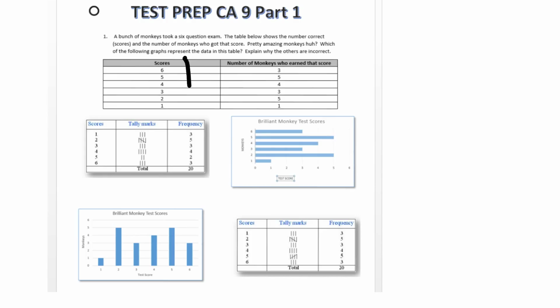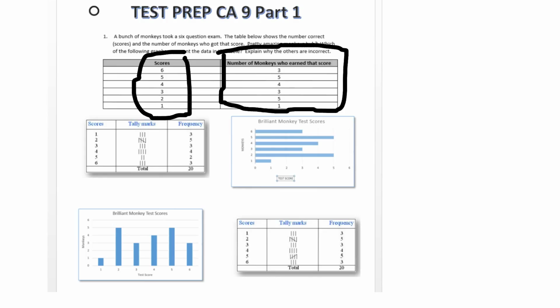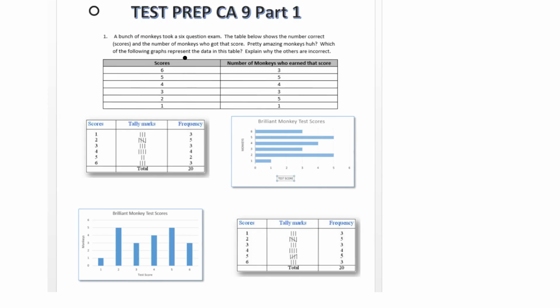So what I want to do, first of all, whenever you're working with graphs, you want to make sure you pay good attention to not only the data, but the titles. The titles will get you more often than not. So make sure you're paying good attention to the titles.